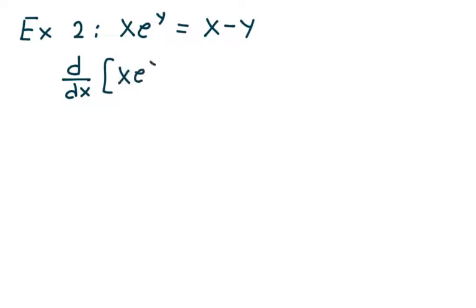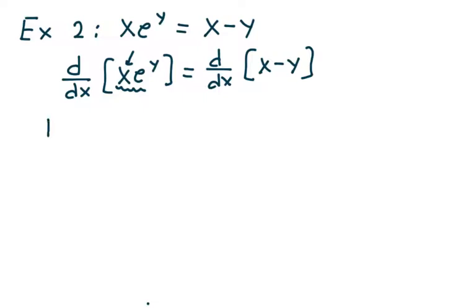Let's take a look at a second example. Suppose I had x e to the y equal to x minus y. So I'm going to differentiate both sides with respect to x. Okay? So on the left side, I'm going to apply the product rule. So I'm going to take the derivative of x, which is 1, and I'm going to multiply by e to the y.